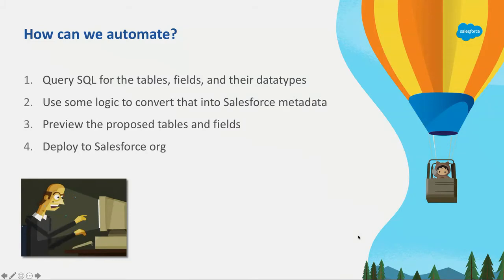So how can we automate? There's a number of high-level steps we have to do here. First, we have to query SQL for the tables, fields, and the data types. Then we use processing logic to convert that into the Salesforce metadata, how Salesforce likes to ingest it. And we do that by generating an intermediary CSV, and that allows you to preview what it's generated before you import it into Salesforce. That way, you're not automatically doing the metadata API and ending up with a bunch of junk that you didn't want in Salesforce. And then the last step is to actually deploy to Salesforce.